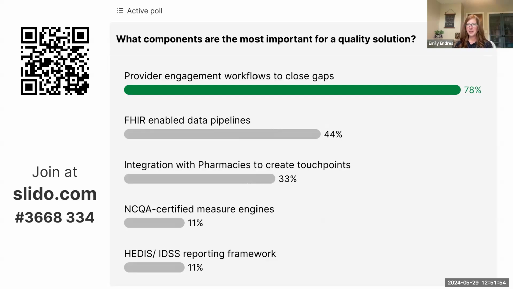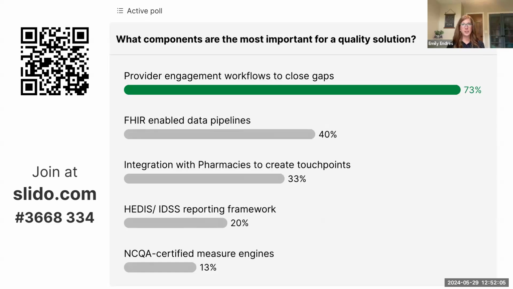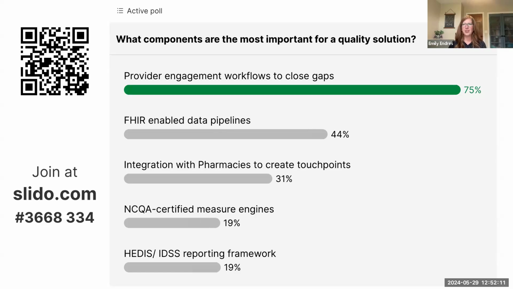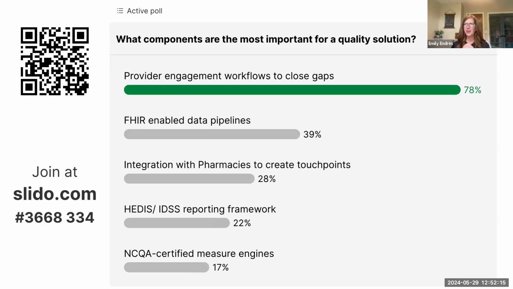Just to note here, some of the key things we've called out are provider engagement workflows to close gaps, FHIR-enabled data pipelines, integration with pharmacies to create additional touch points, HEDIS IDSS reporting, NCQA certified measure engines. There's certainly a whole plethora of other data related items here. Appreciate your thoughts. We'll give everyone just a couple more minutes here to cast their vote.